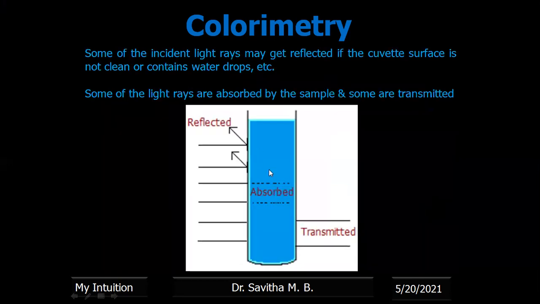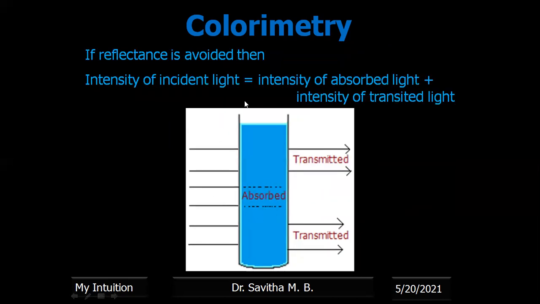Now let us understand what is transmitted. When a ray of light passes through an absorbing medium, a part of the light is reflected, a part is absorbed by the chemical species, and the rest is transmitted. If reflectance is avoided, that is, if the cuvette is made of a special glass which does not give any reflection, then the intensity of the incident light is equal to the intensity of the light absorbed plus the intensity of the light transmitted.